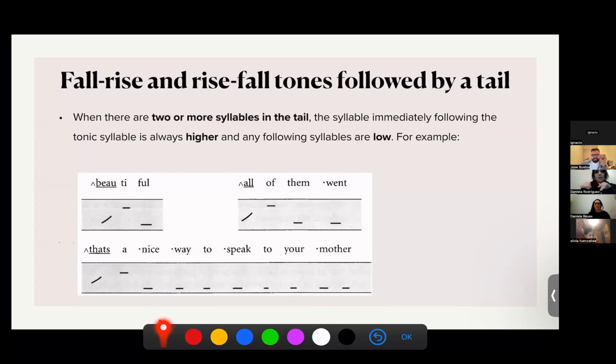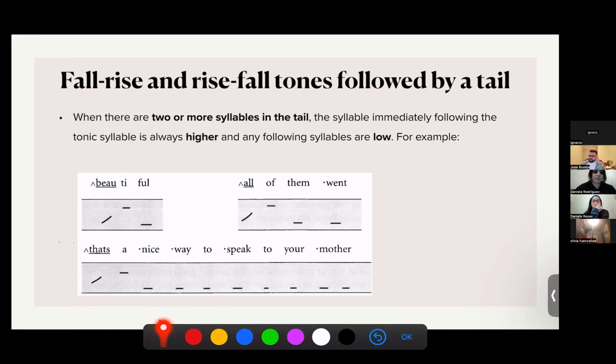Imagine that those stresses are tildes in Spanish. Yes. So, that's a nice way to speak to your mother. Yeah, because you have to be careful, because one thing is being stressed, and on the other hand is to have a tone. But in these ones, we don't have a tone. That's a nice way to speak to your mother. I'm not using another tone, it's the same.